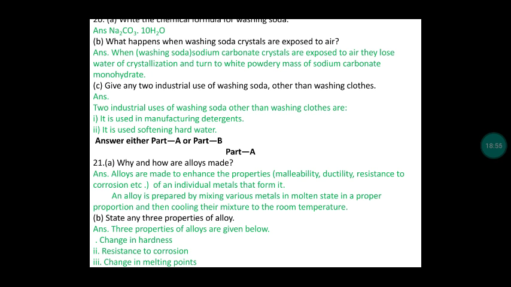State any three properties of alloys. Three properties of alloys are given below. Change in hardness, this one is also a point. A change in hardness, it gives the hardness quality. Resistance to corrosion, change in melting point.